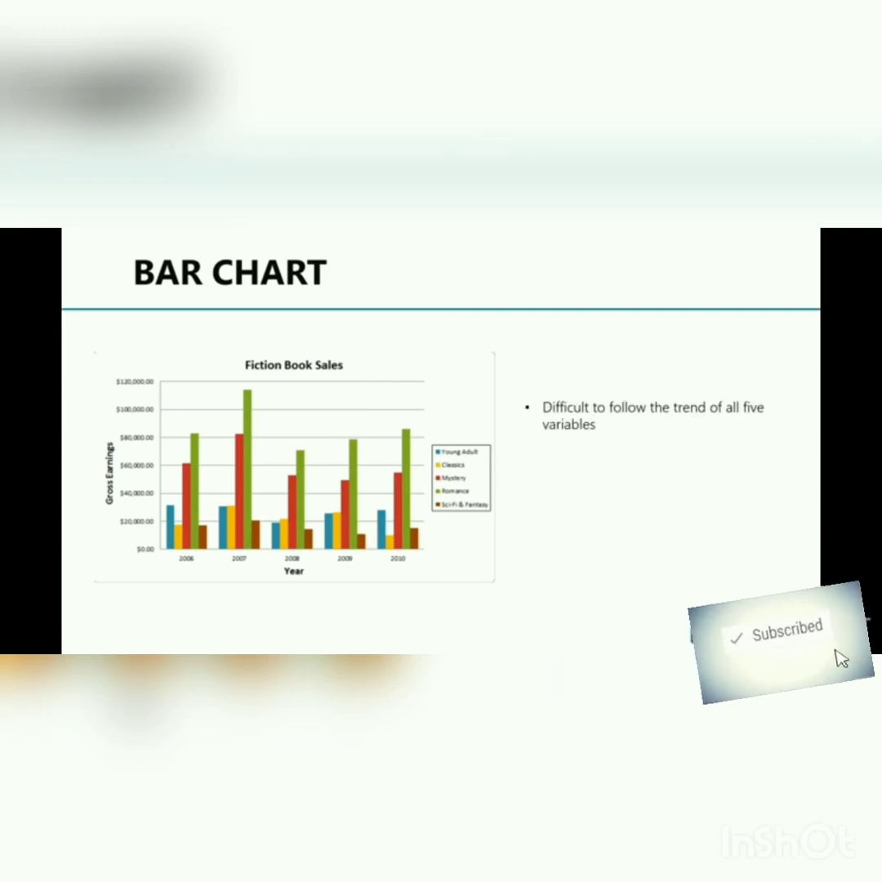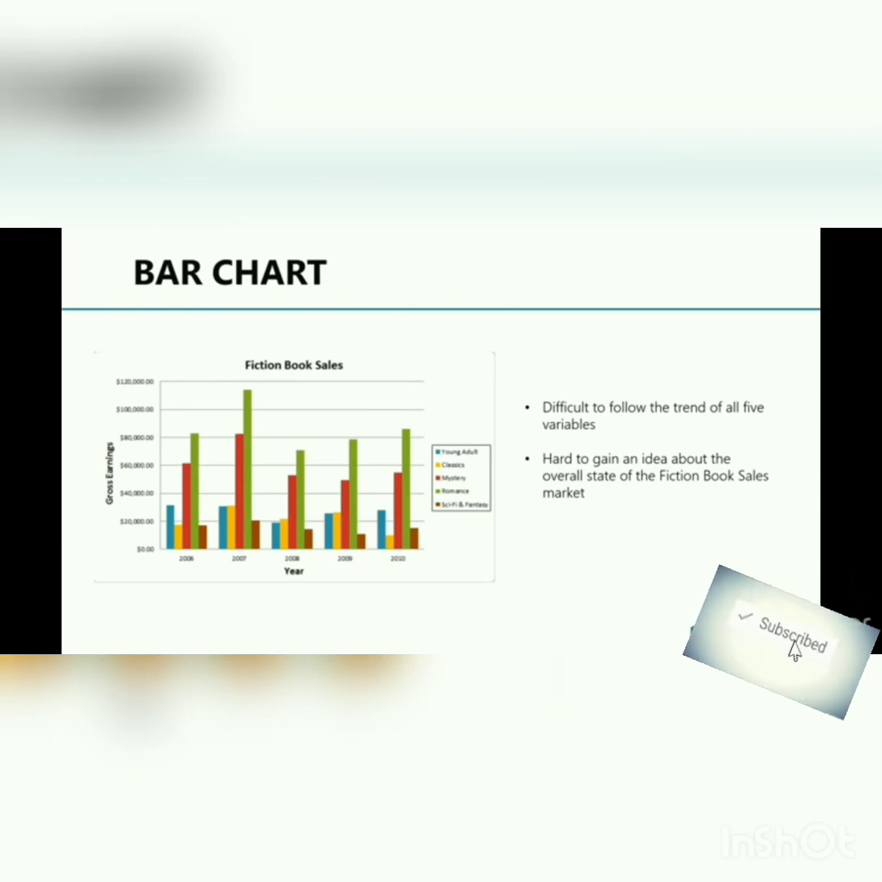First of all, it is difficult to follow the trend of all 5 variables simultaneously, isn't it? Moreover, it is hard to gain an idea about the overall state of the fiction book sales market and how it changed, which was probably what the person who created the chart wanted to show in the first place.